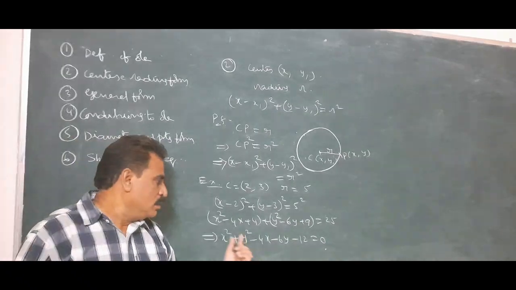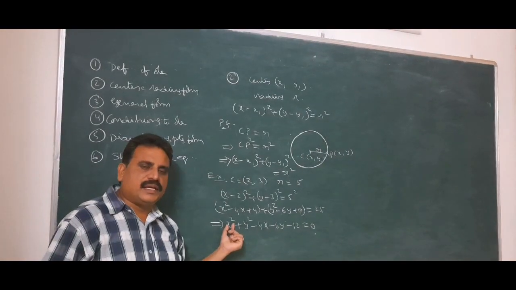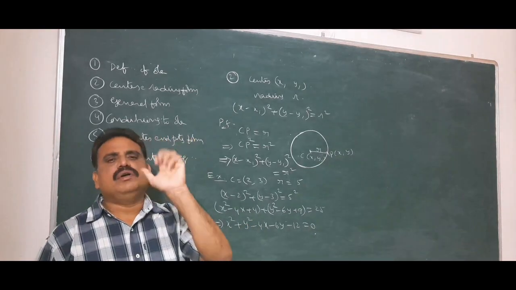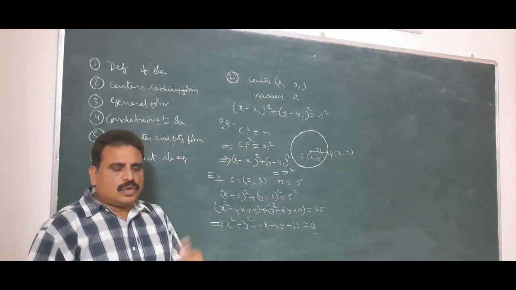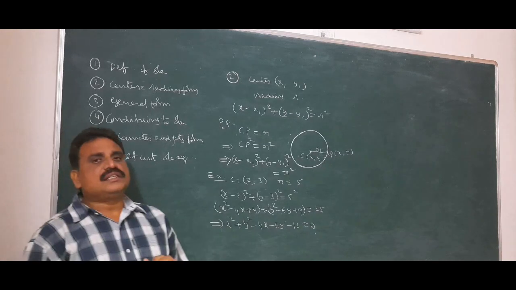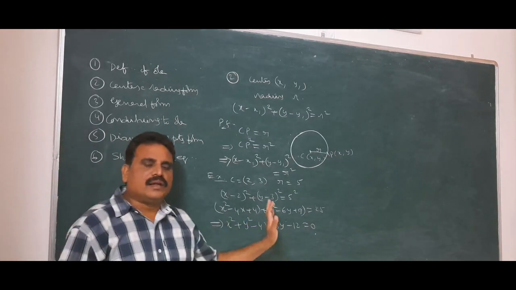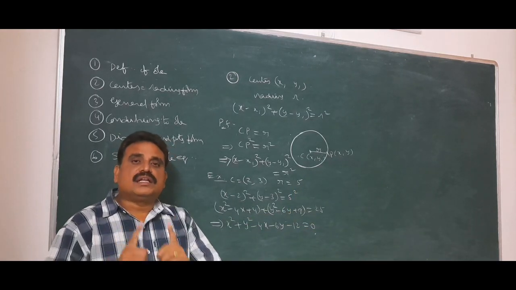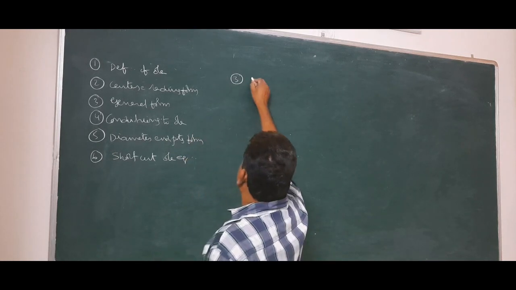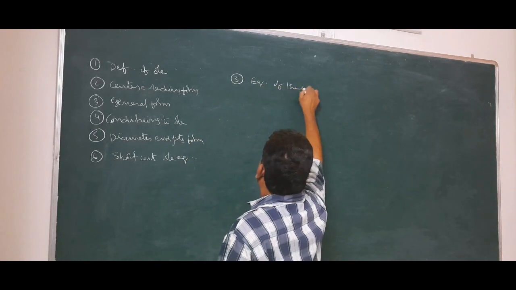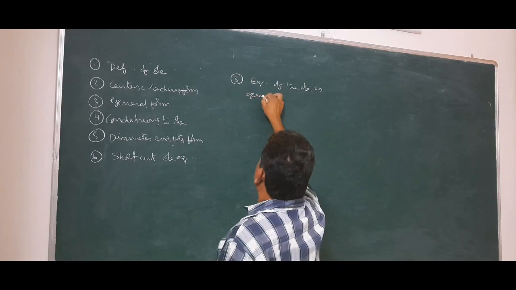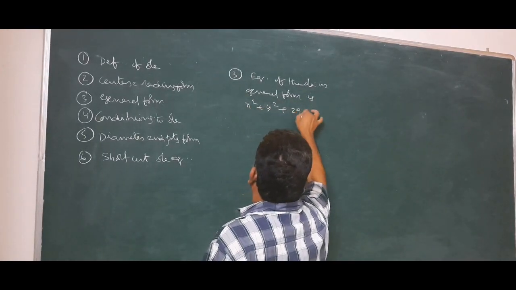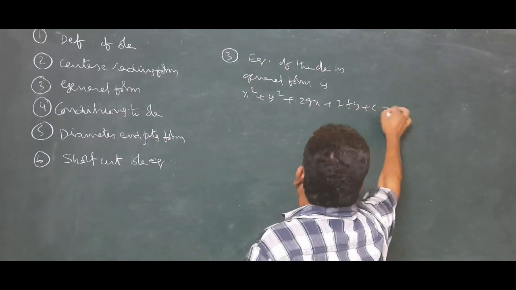Observe this equation. It contains only 5 terms: x square term, y square term, x term, y term, constant. So maximum 5 terms. So now, the equation of the circle in general form is x square plus y square plus 2gx plus 2fy plus c equal to 0. It is called the general form. Equation of the circle in general form is x square plus y square plus 2gx plus 2fy plus c equal to 0.